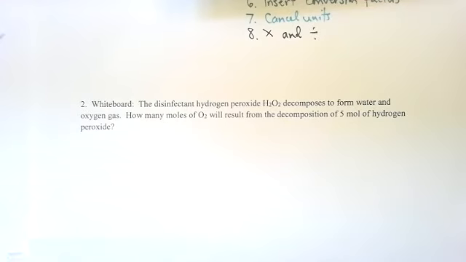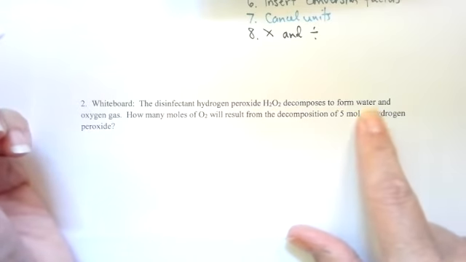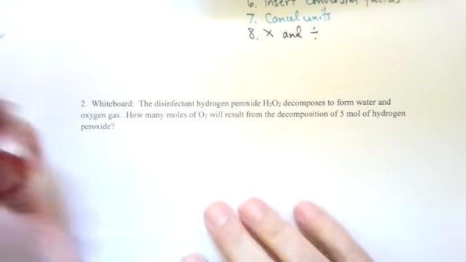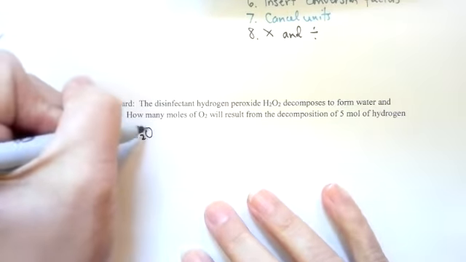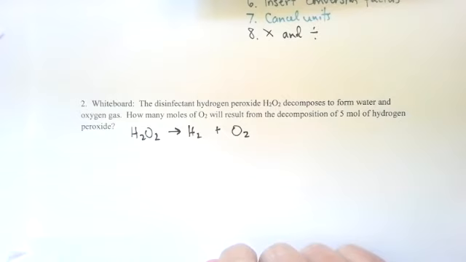So we're going to go through these steps again, and I'm just going to kind of walk you through it. So we're going to write and balance the equation. The disinfectant hydrogen peroxide decomposes to form water and oxygen gas. So I have a decomposition reaction, H2O2. It's going to H2 plus O2. And it's already balanced. That's nice.